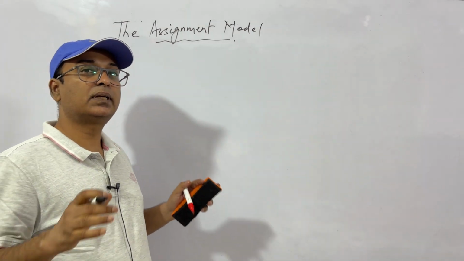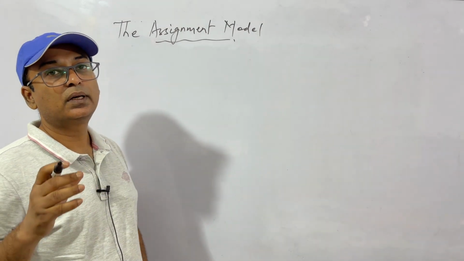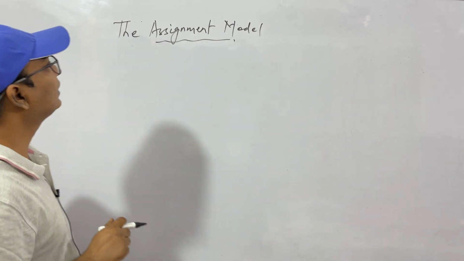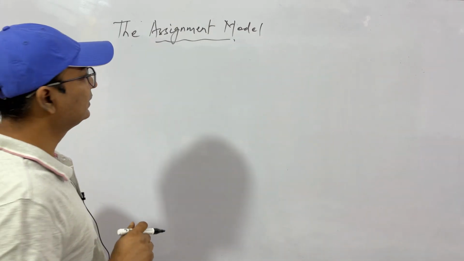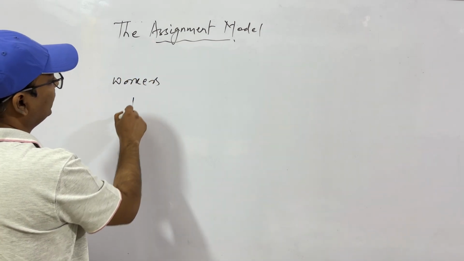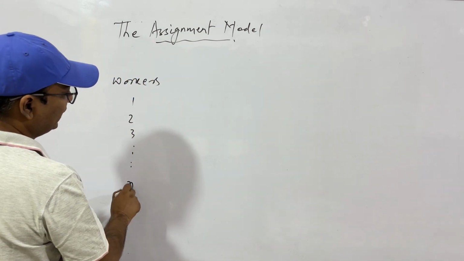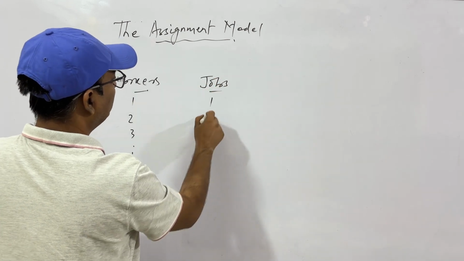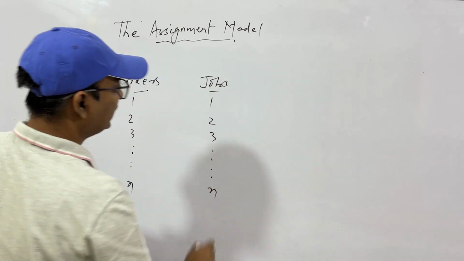We know what is transportation model. We know how to compute the lowest cost by transportation model. Now, assignment model, let's understand what it is. Let's say we have n number of workers 1, 2, 3 up to n, and we have n number of jobs 1, 2, 3 to n.